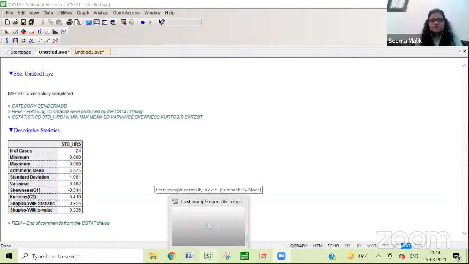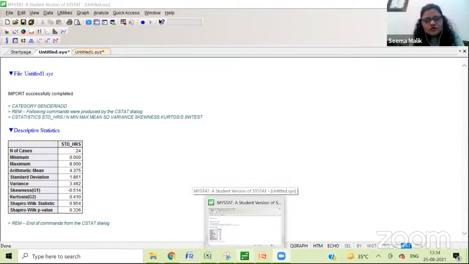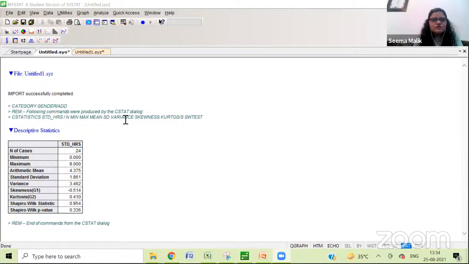We talked about the level of significance in the last session, and now I'm revising the conclusion part of this normality test. These are the results of the Shapiro-Wilk statistics: the statistic is 0.954, and the Shapiro-Wilk p-value is 0.336.